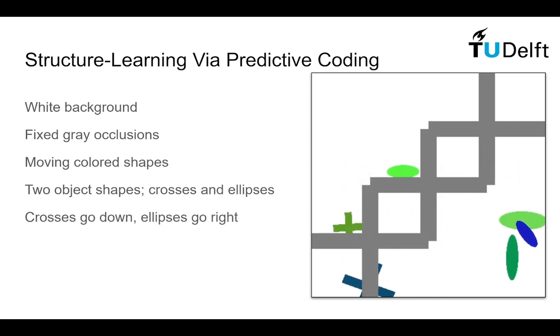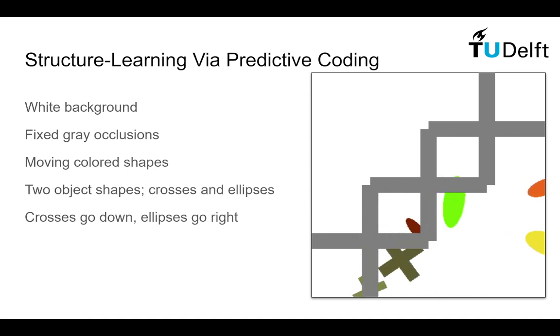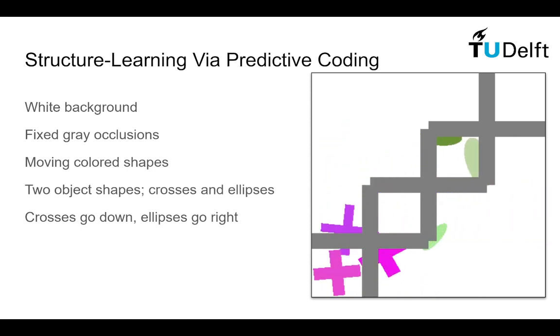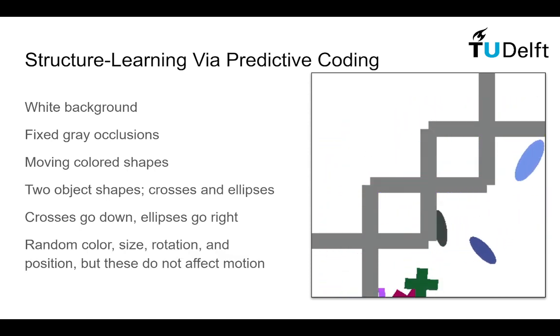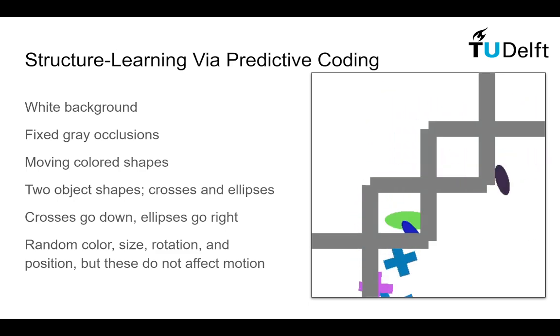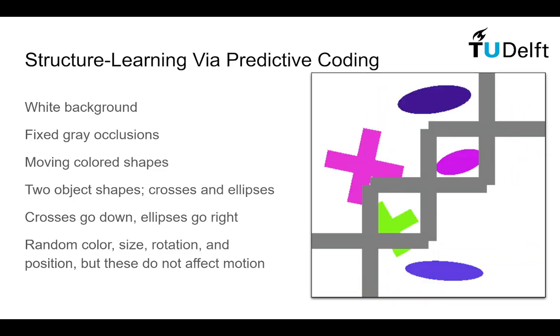We'll note that the crosses always seem to go down and that the ellipses always go to the right. We'll note that these shapes are of a random color, size, rotation, and position, but that these do not seem to affect the motion.